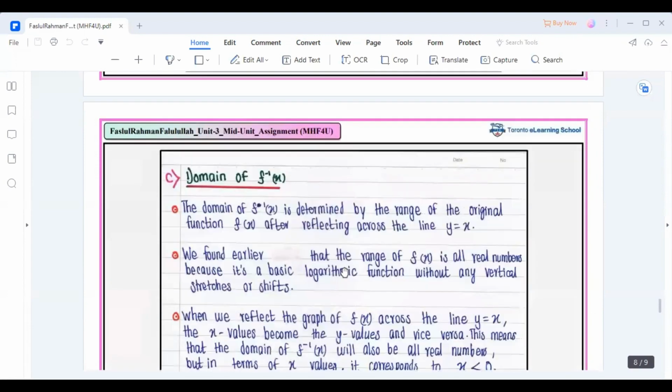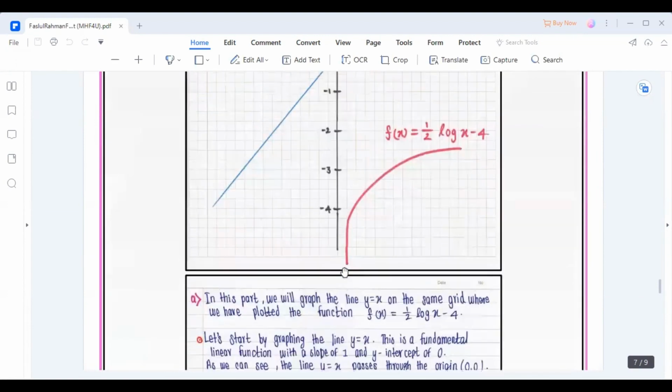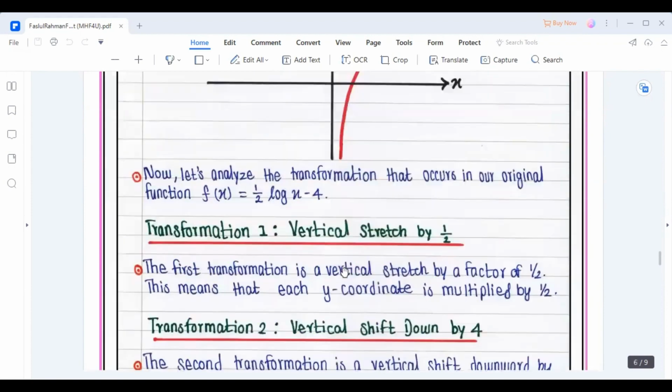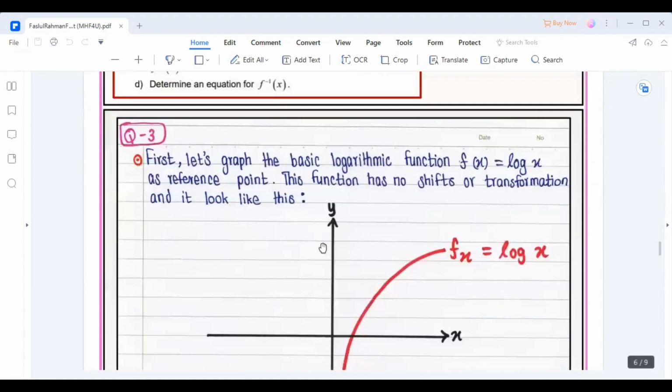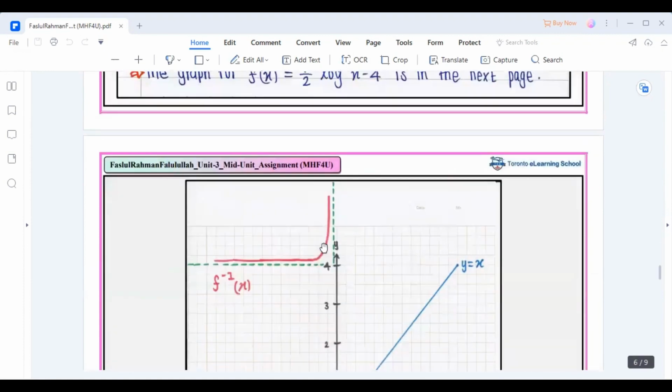So we are done with part C also. Let's move on to the D part. D part asks us to determine an equation for f inverse x. This is our final question.